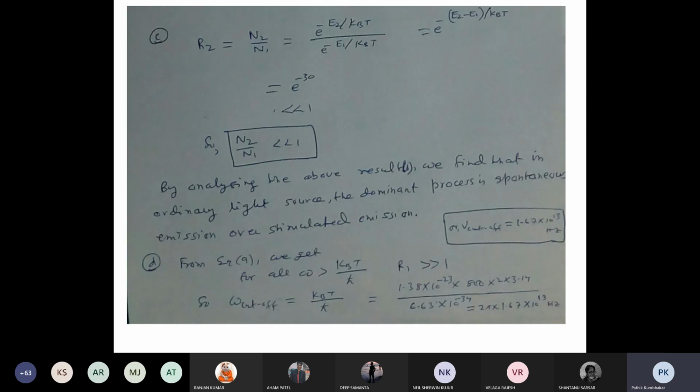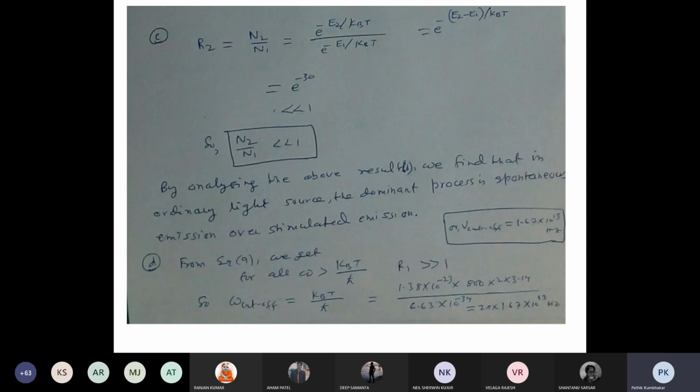All the calculations are done like this, so I don't want to go through all the steps. Today I will be stopping here because we are already near the end of the time, but maybe 2-3 minutes more. So these are the real situations that happen in an ordinary system of atoms. We understand we have to do something else to achieve dominant stimulated emission, so that we'll be discussing in the next class.